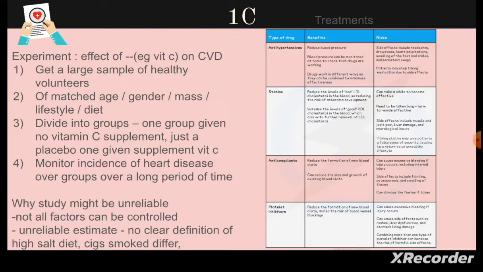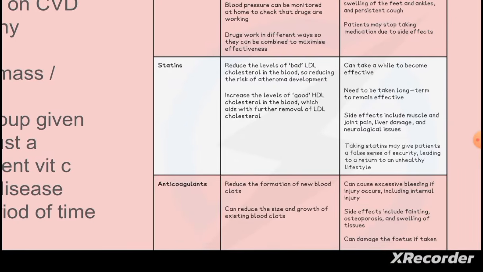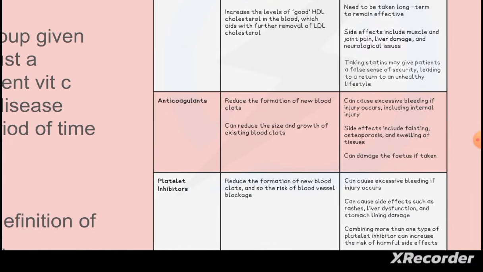The treatments of cardiovascular disease and the risk of each one. Antihypertensives reduce blood pressure, but they cause drowsiness, heart palpitations, swelling of the feet and ankles, and a persistent cough. Statins reduce levels of LDL cholesterol because it is a risk factor to have a high LDL to HDL ratio. So we lower the LDL to HDL ratio using statins, but it can cause things like diabetes or liver problems.